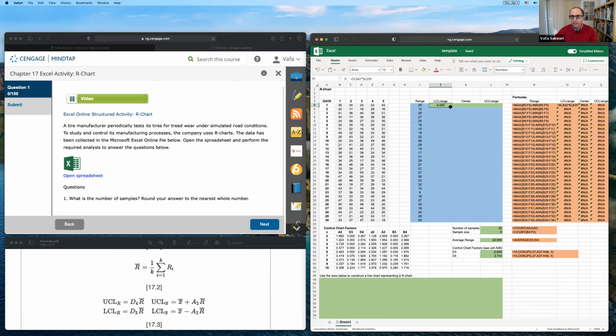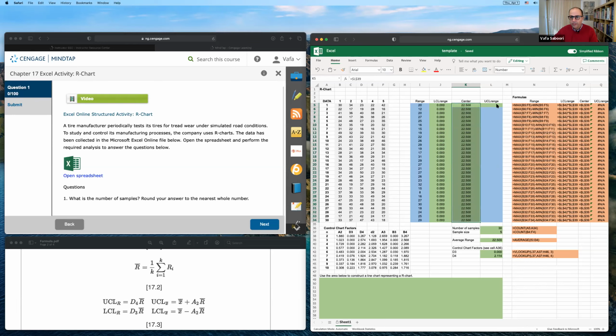Okay, obviously it is 0, but again, since it's an Excel/OM assignment, we are going to use as much Excel techniques and tools as we can. So center is basically going to be this average range that I have here. That's pretty straightforward. We're just going to copy the value and make it an absolute cell reference. And my UCL is going to be D4 times R bar.